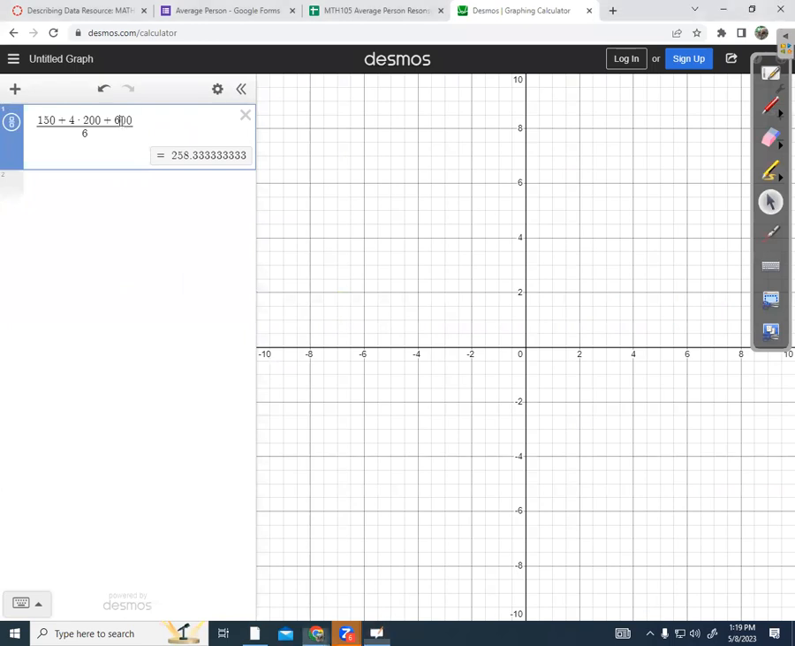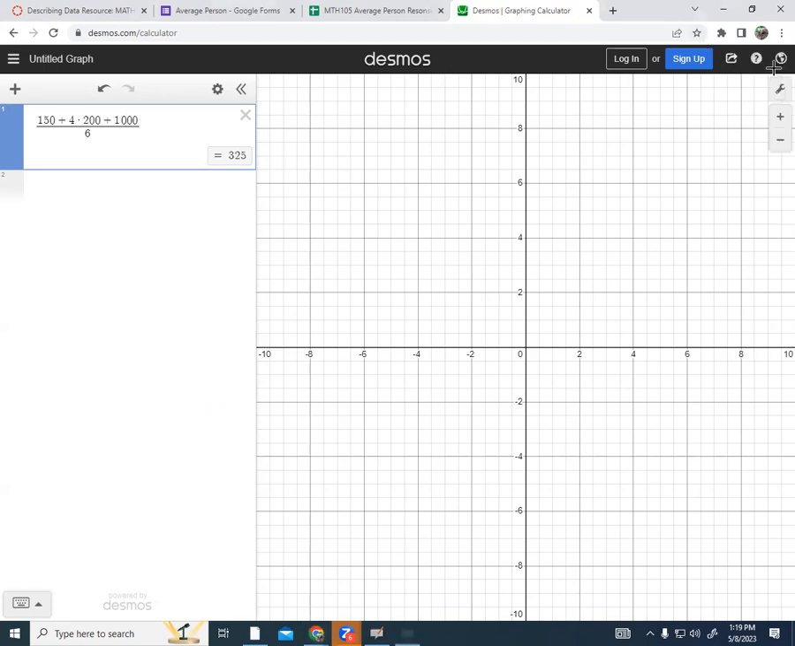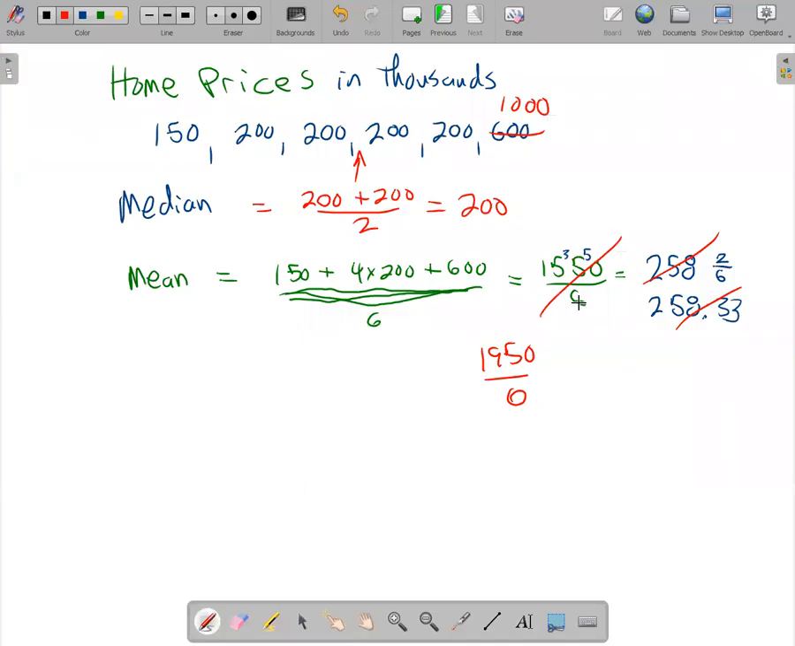I'm going to change that 600 to 1,000, and now I get 325,000 is the average house price, further skewing what the mean is telling us. So what's the point of this story right here? The point is, this would be 325,000. K is a summary for abbreviation for 1,000.